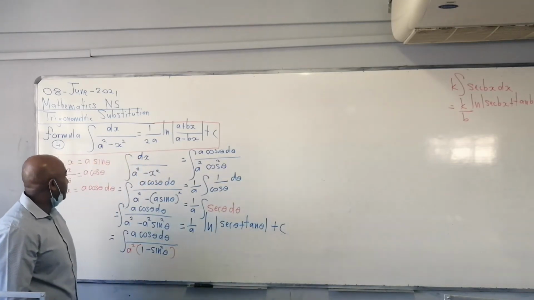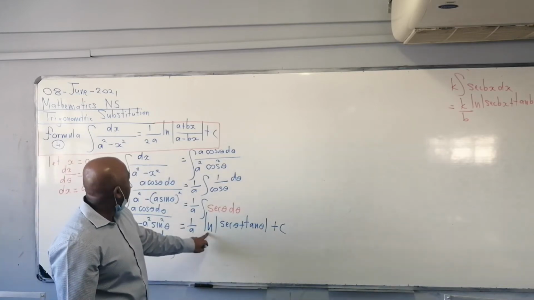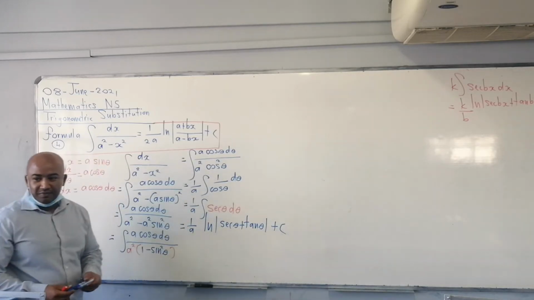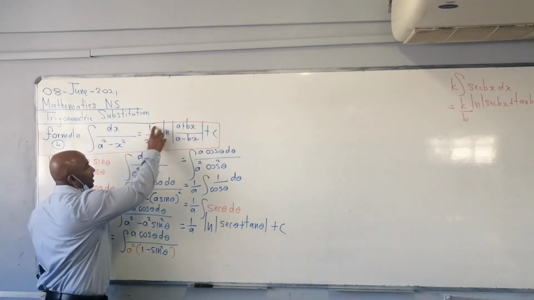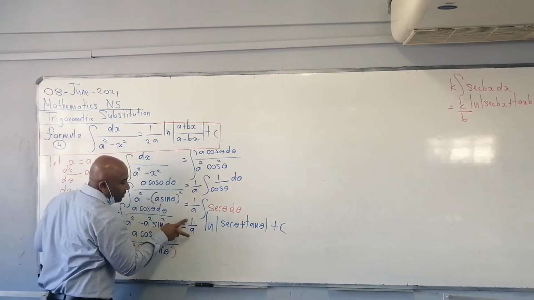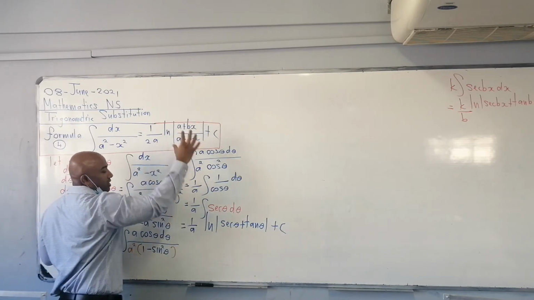Now, let's see what we have here. I got my 1 over a, I got ln. Let's look at the answer, the one that's on the formula sheets. I got 1 over a and I got ln. There's my 1 over a and I have ln. I don't have the 2, and I need to get back now.